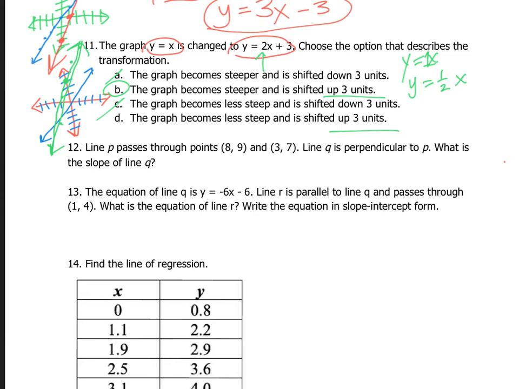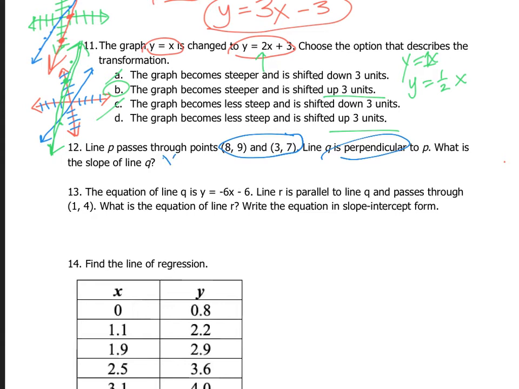All right, number 12 is talking about perpendicular lines. So line P passes through points (8, 9) and (3, 7). Line Q is perpendicular. We know that if something is perpendicular, its slope is the negative inverse. What is the slope? So first, what we need to do is find the slope of P, and then take the negative inverse of that, and that will be the slope of Q, which is what we're looking for.